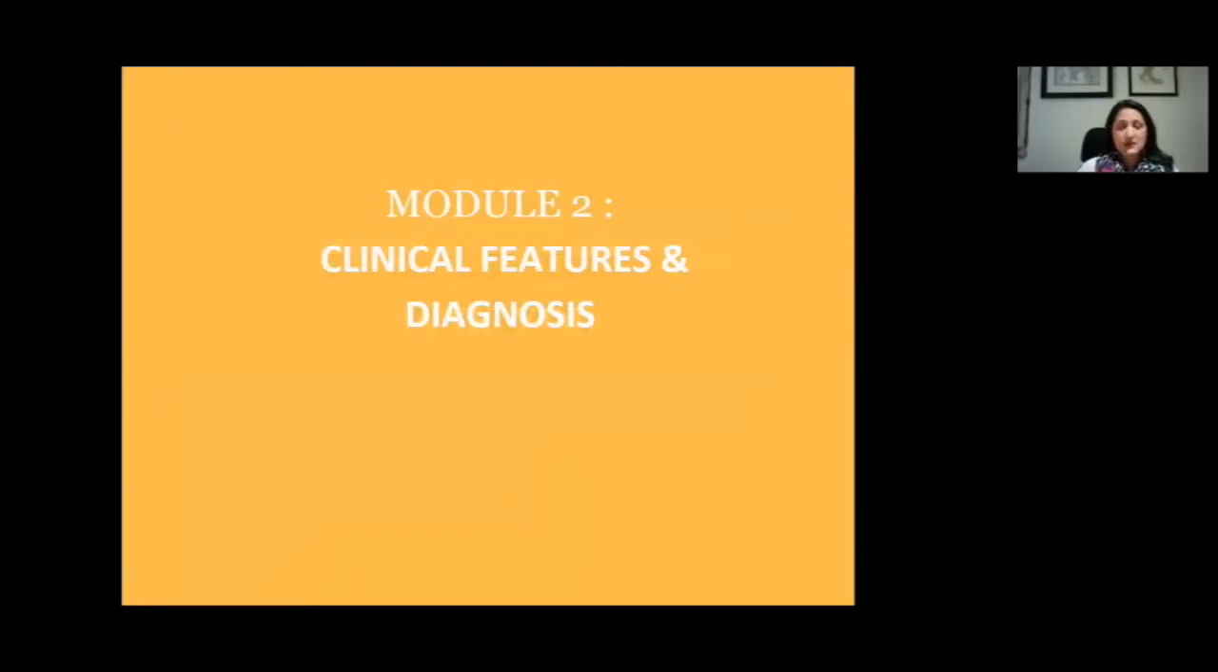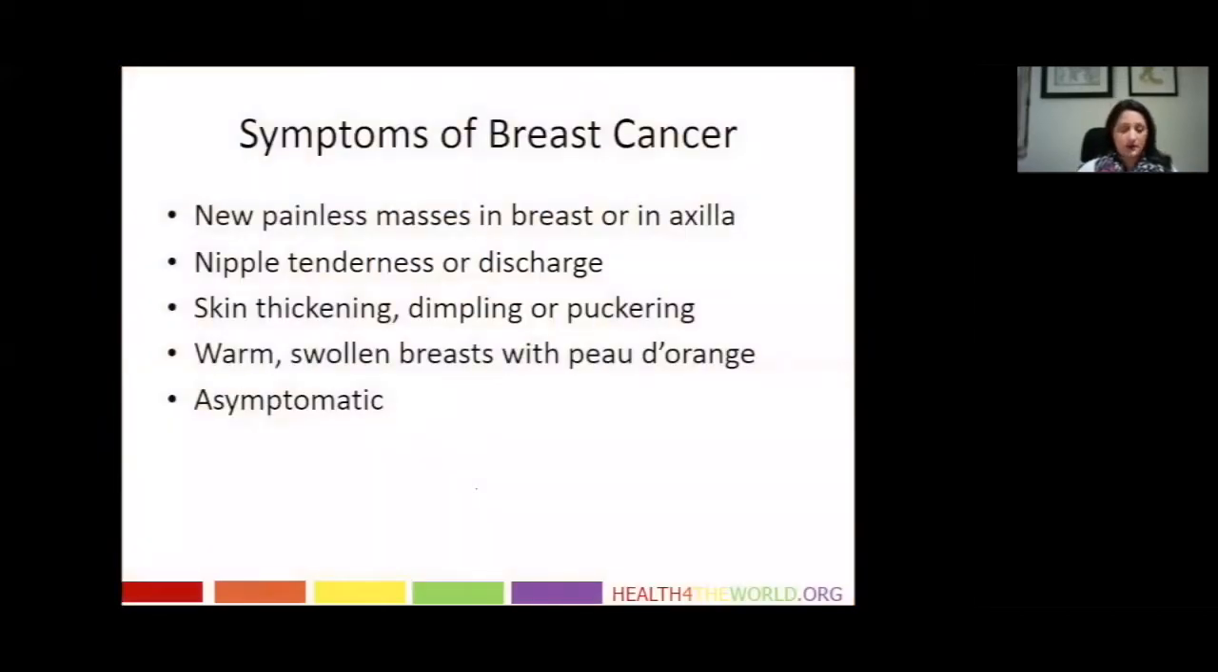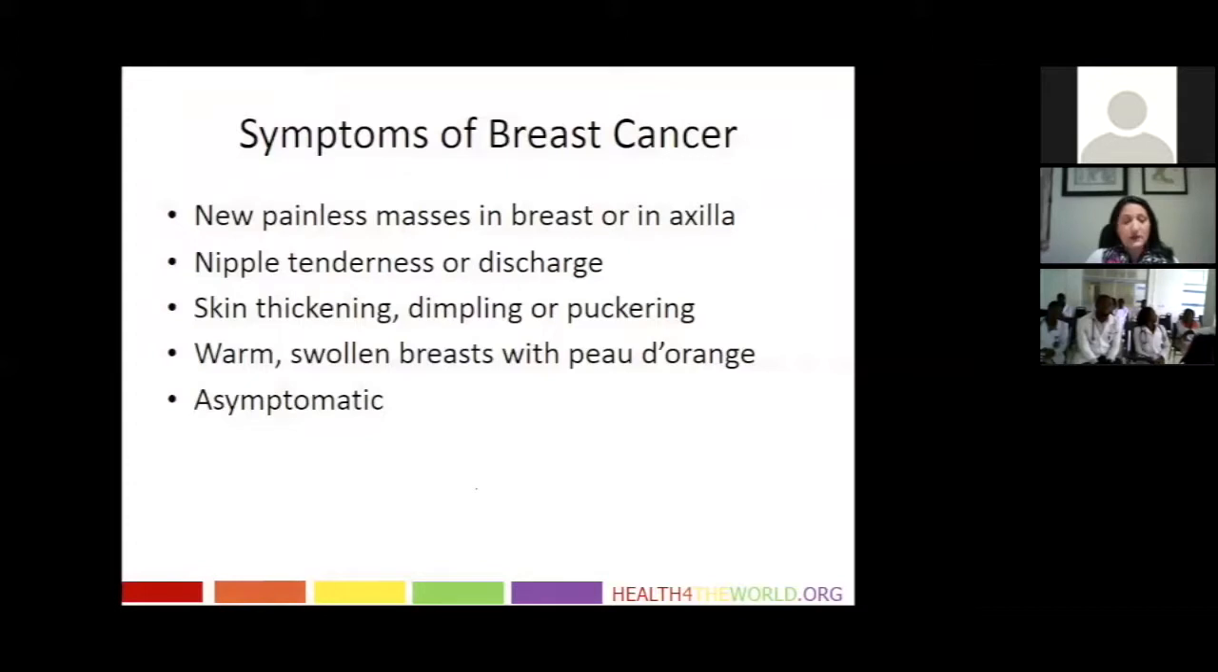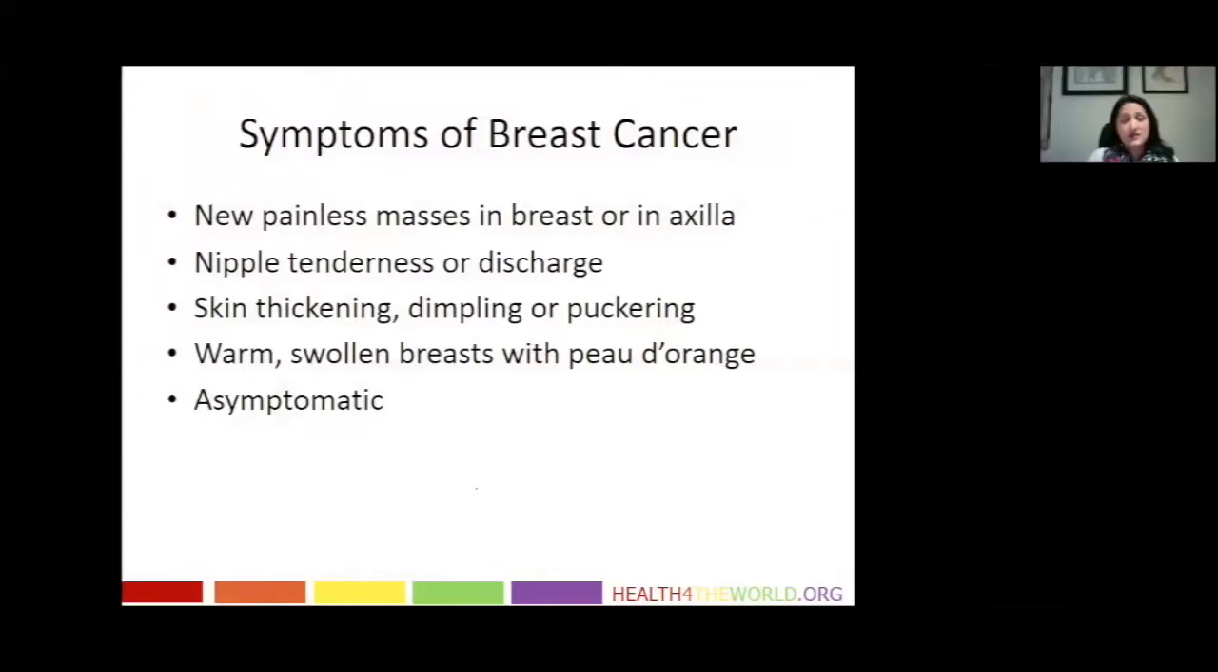Now that we understand what breast cancer is and who might be at risk, let's talk a little bit about how it looks clinically and how it is diagnosed. Breast cancer can have many ways of presenting. When a patient presents to us with a new and painless mass in the breast or in the armpit, with nipple discharge, or with new skin changes, breast cancer should at least be on our differential. Of course, breast cancer can also present with absolutely no symptoms at all.